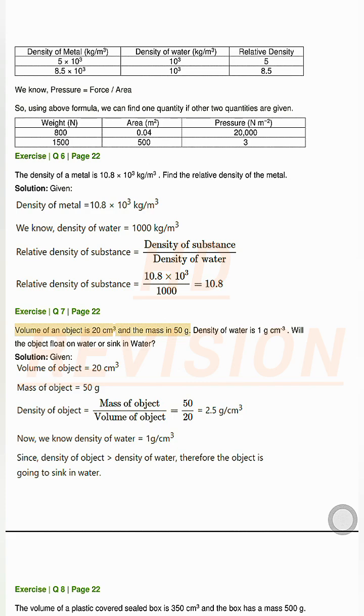Exercise Q7, page 22. Volume of an object is 20 cc and the mass is 50 grams. Density of water is 1 gram per cm3. Will the object float on water or sink in water? Solution. Given.